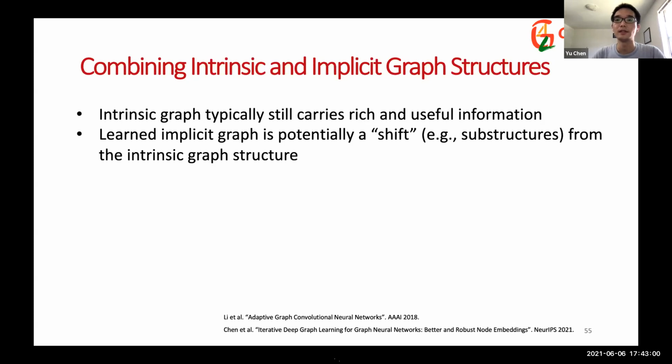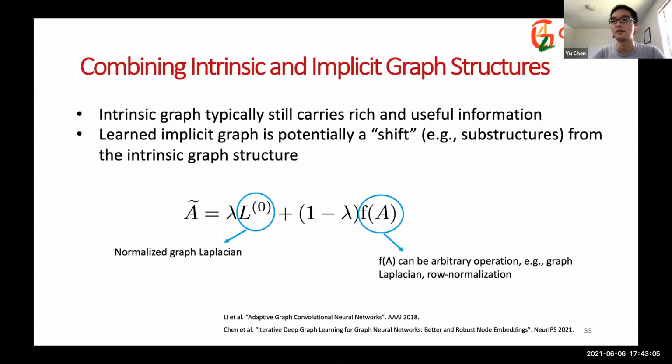One common way to do this is to compute a linear combination of the normalized graph Laplacian of the intrinsic graph structure and the normalized adjacency matrix of the implicit graph structure. And here we can use various ways to normalize the implicit adjacency matrix, like graph Laplacian or row normalization operations.